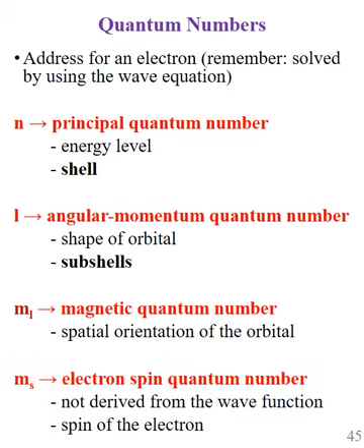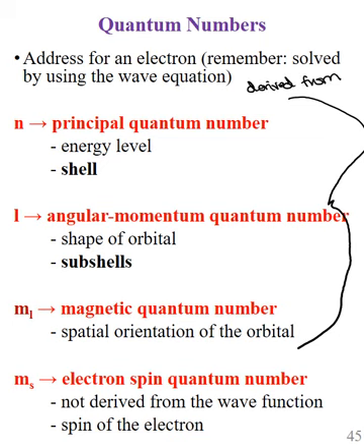And then the fourth one is M sub S. This is the electron spin quantum number, but this one is not derived from the wave function. It tells us the spin of the electron. So only the first three are derived from the wave equation. The fourth quantum number, the electron spin quantum number, is not derived from the wave equation. So let's talk about these four quantum numbers.